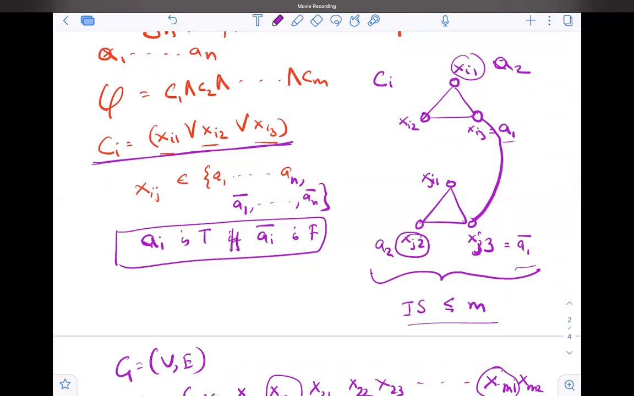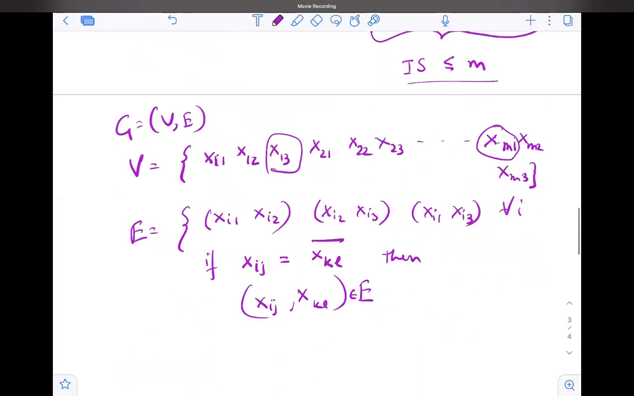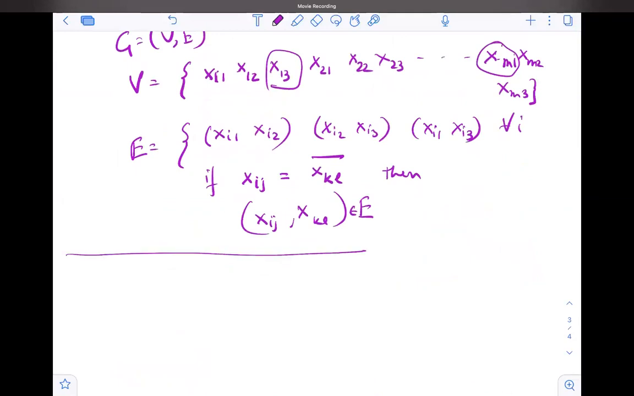In all the triangles, from each triangle I can pick up a vertex, right? Such that there's no connection between them. So there is no conflict with regards to A1 and A1 complement both being included. So if this graph G has an independent set of size more than or equal to M, in fact exactly equal to M, what does it mean?